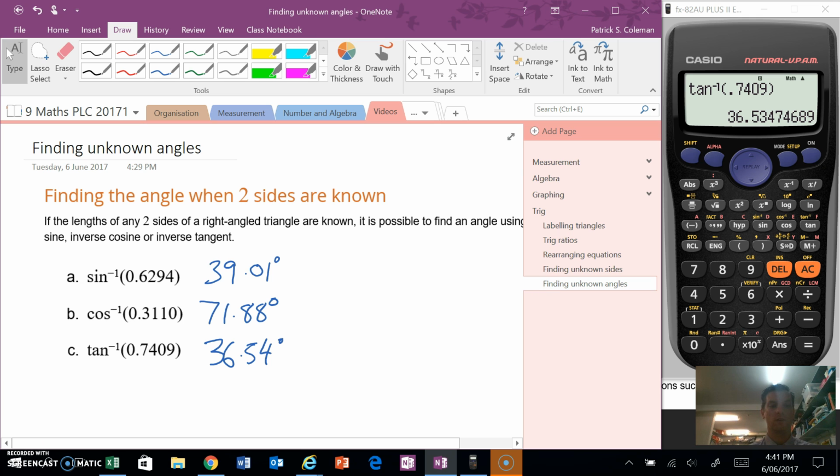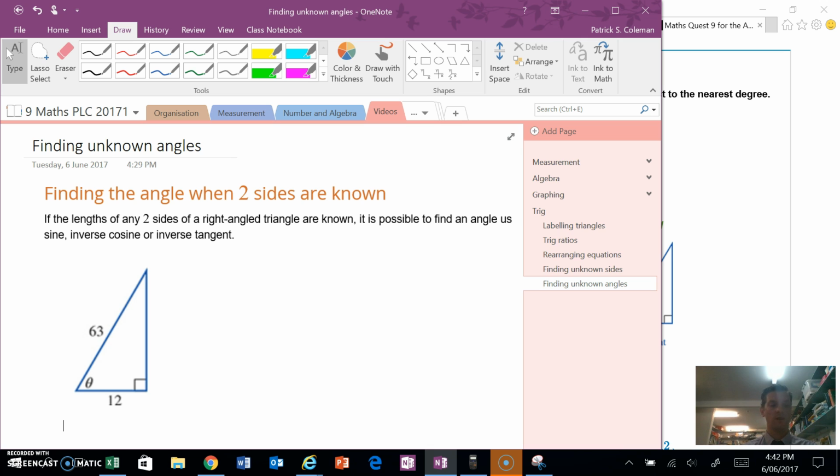Let's actually dive into trying to solve some unknown angles. So here we have an unknown angle, and we've got some sides. So the first thing we always do with these triangles is label the sides that we have. So we've got our hypotenuse here and the adjacent. So we should remember that when we're working with the sides of the adjacent and the hypotenuse, we're looking at SOHCAHTOA.